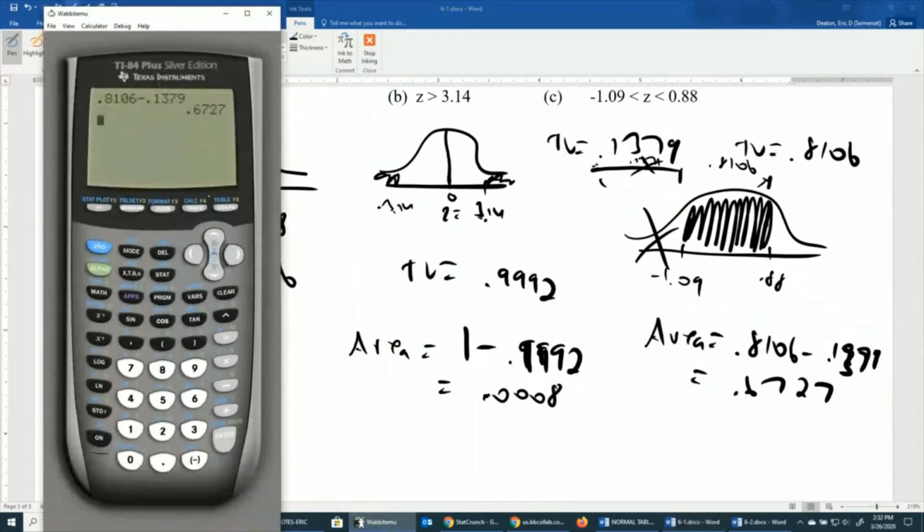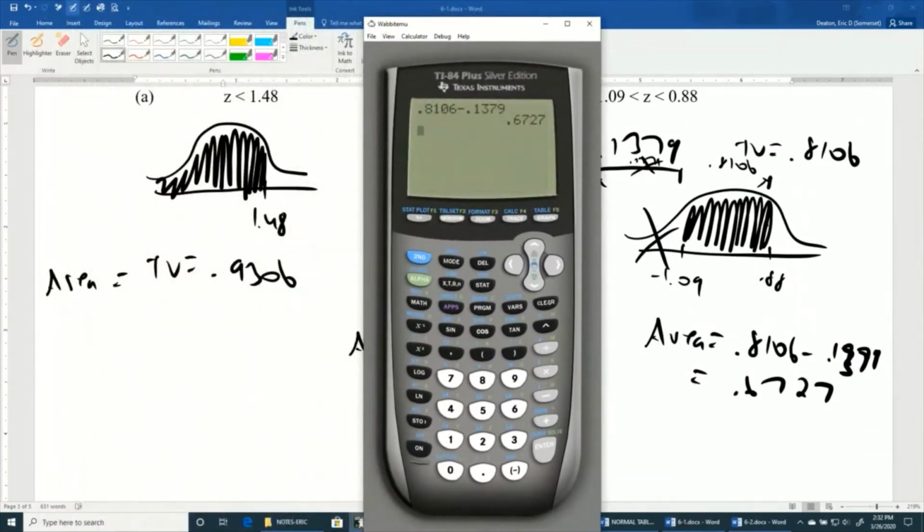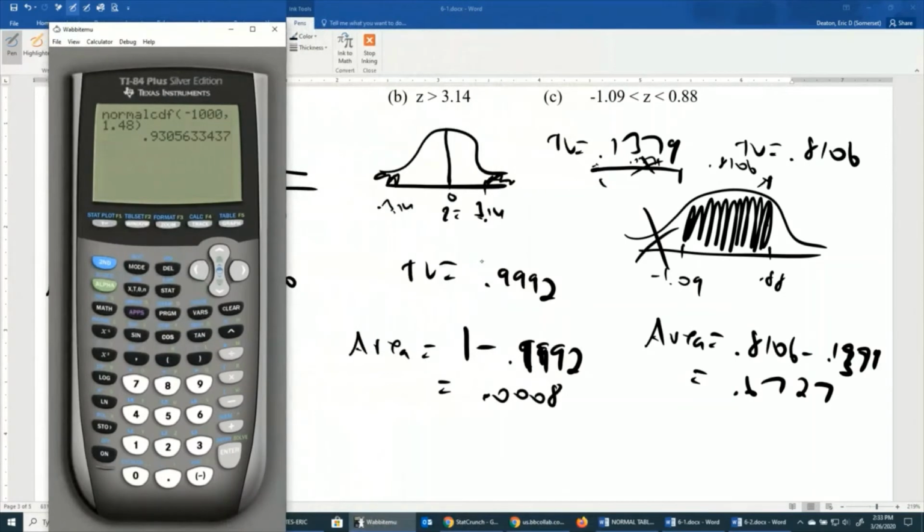But since I have a graphing calculator, let's just use normalcdf, which is found under 2nd VARS, 2. Left bound is way over there, negative 1,000, comma, z-score is 1.48. Then you close it. And look at that. 0.9306. The area should never be negative because you can't have a negative area or negative probability.